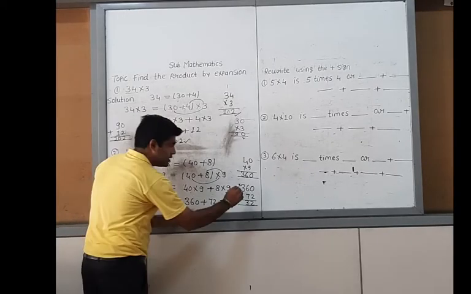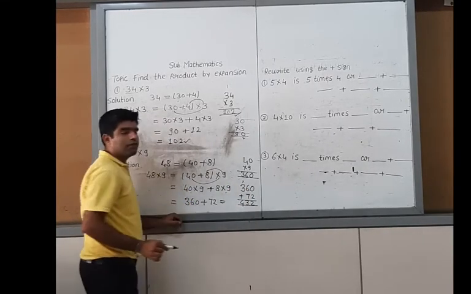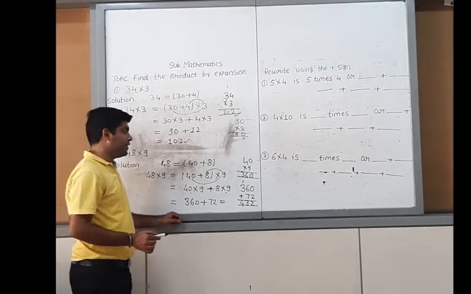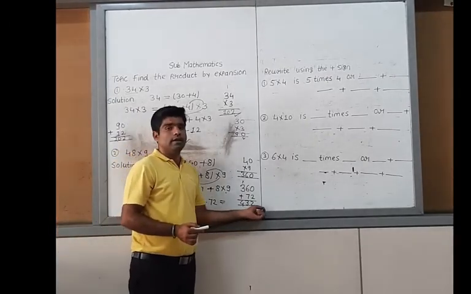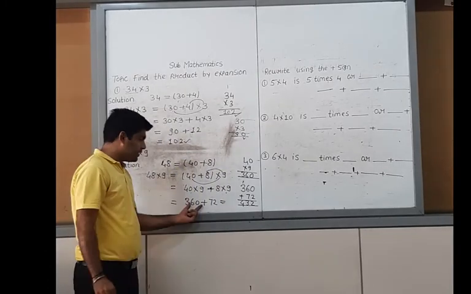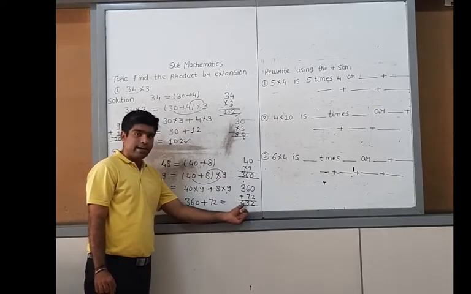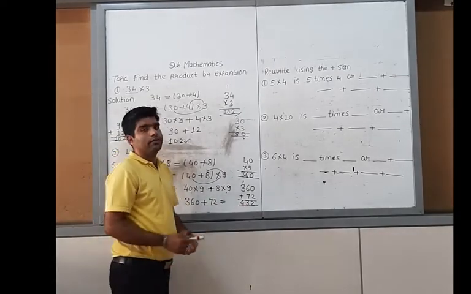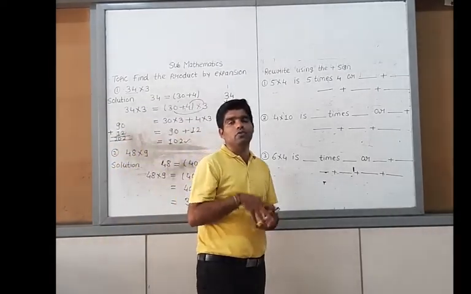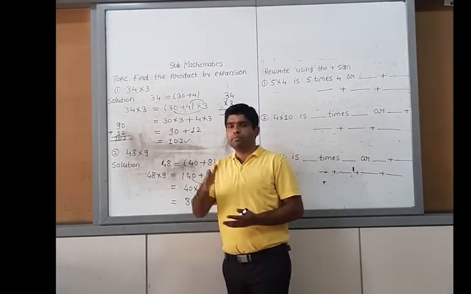And 1 is also carried. This is our 1. 3 plus 1 is 4. This is our 4. It means that the correct answer is 432. So 360 added with 72 is equal to 432. This is the way we have to find the product by the expansion method.